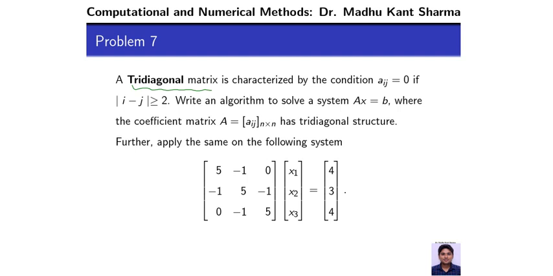If you wish to look at an example of a tridiagonal matrix, it is given below. Here is a 3 cross 3 matrix. Tridiagonal means 3 diagonals will be there. One diagonal is just below the main diagonal and another diagonal is above the main diagonal, and the main diagonal is sandwiched in between them. The other entries are 0.